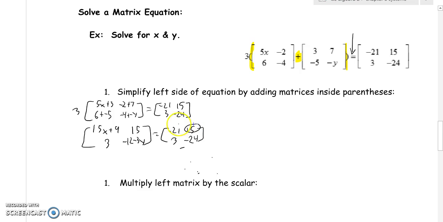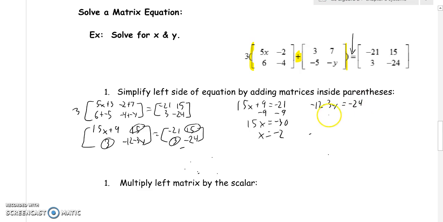So right away, the upper right and the lower left are equal. So those are the corresponding parts that are equal so far. We want to know the x and the y that make the other two equal. So 15x plus 9 equals negative 21, and x equals negative 2. While -12 minus 3y equals negative 24. So negative 3y equals negative 12, and y equals 4.